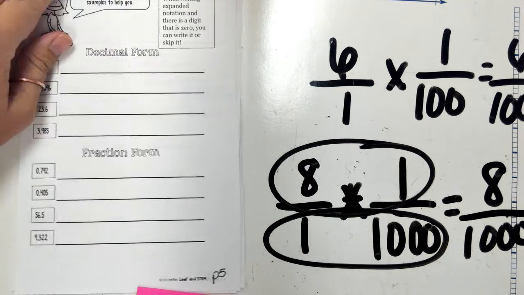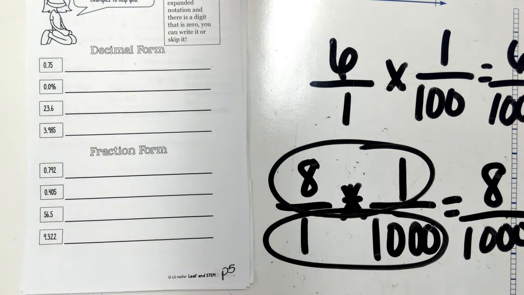So moving on. Now I want you to write each one. You have 4 numbers for decimal form and 4 numbers for fraction form. Go ahead and pause the video, give it a shot.